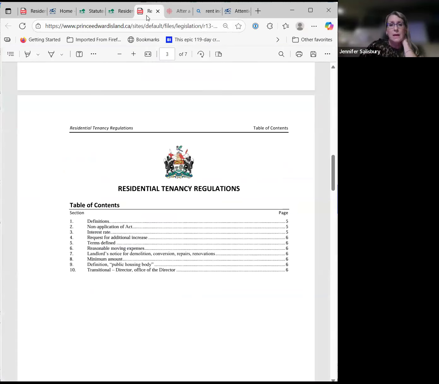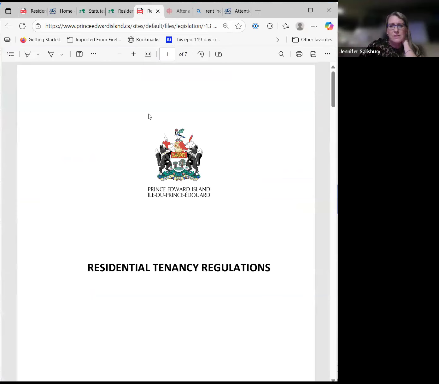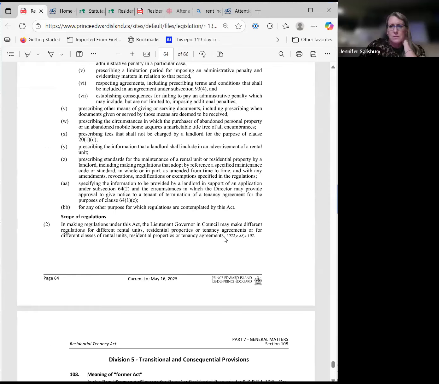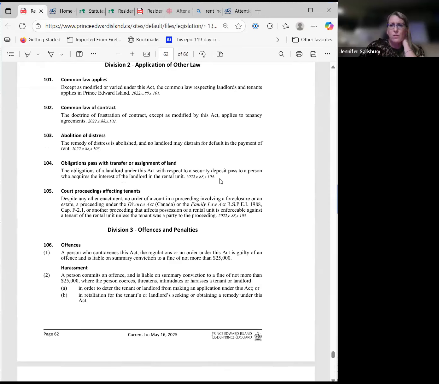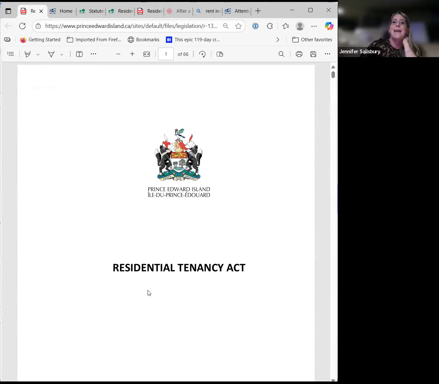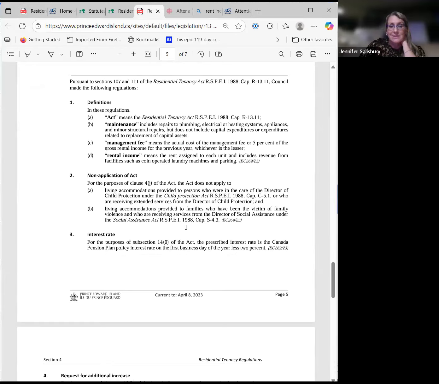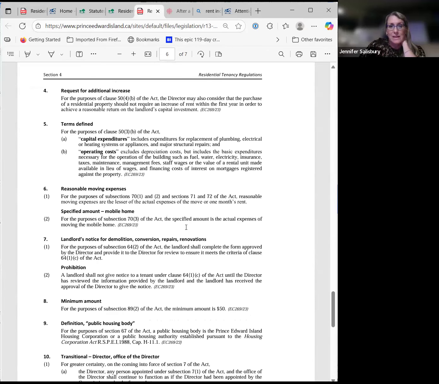That's good. Now, this is really interesting. I'm going to flip back to the first source that I just went through the whole thing, right? This is the Residential Tenancy Act of PEI. And then the fourth one is Residential Tenancy Regulations, which was the one that was repealed. This is what was really interesting.